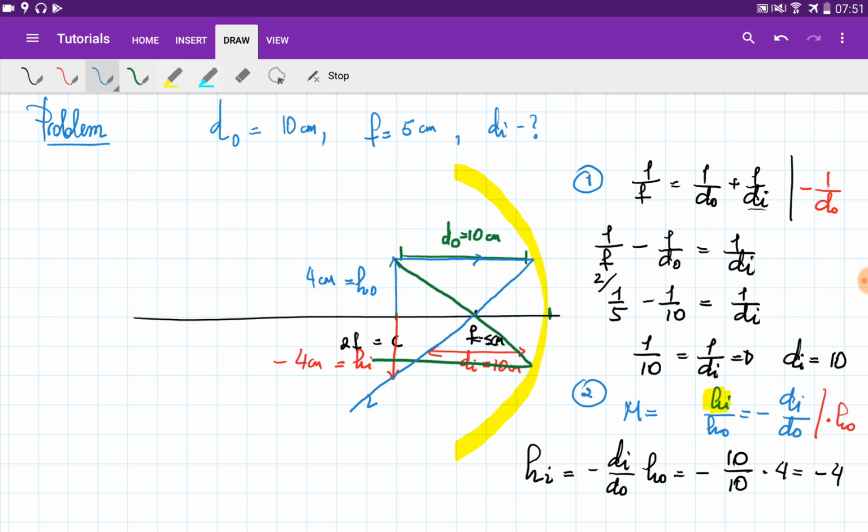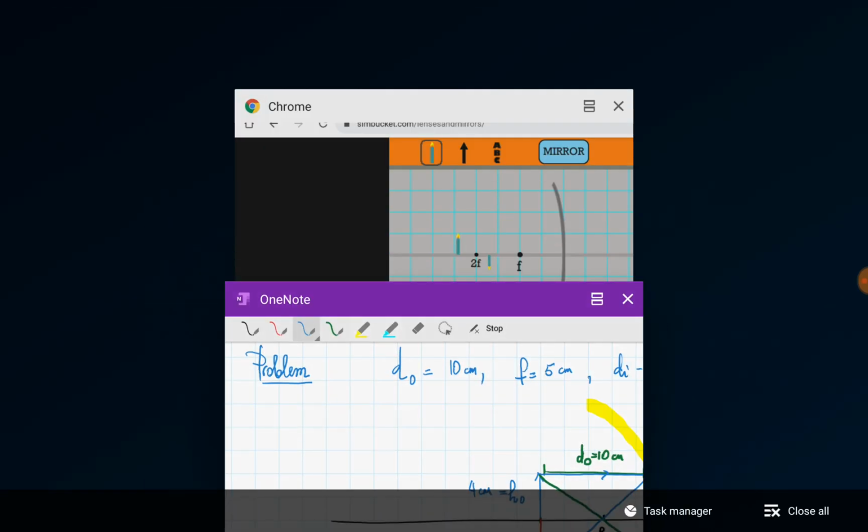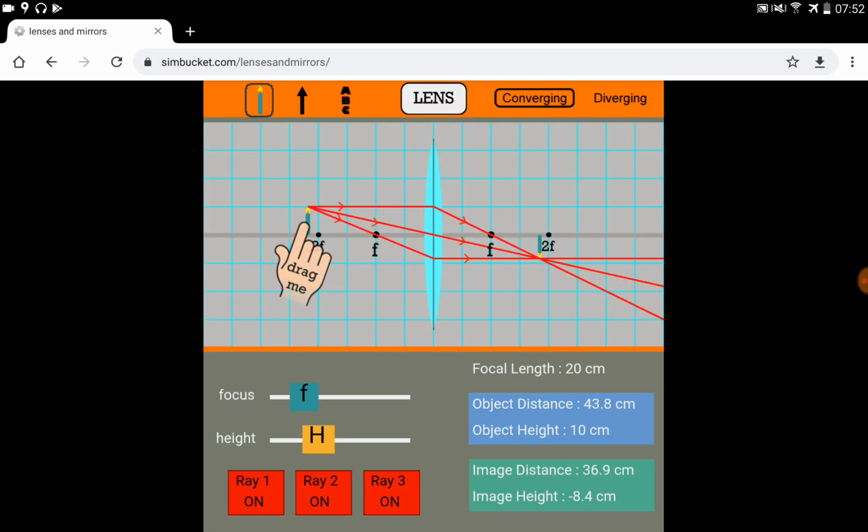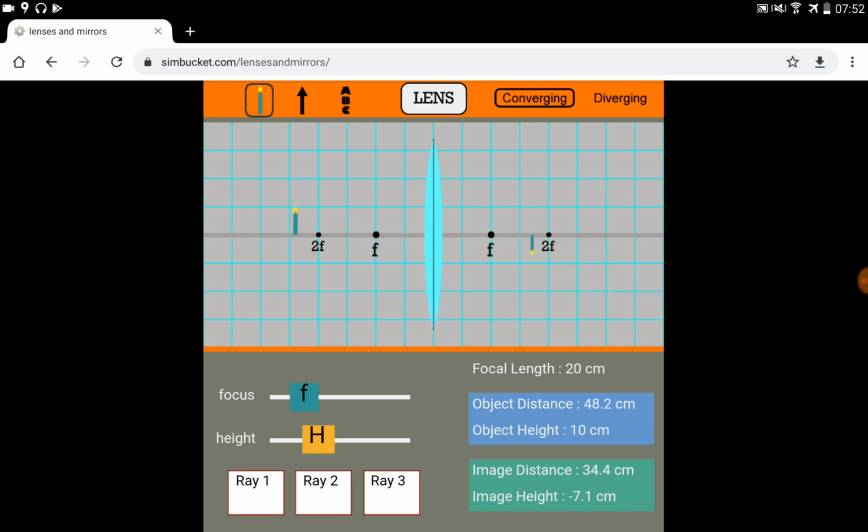Well, so whenever we sketch this properly, it should be correct. So we can check this by doing the simulations using the simulation here. So I've gotten focus. So for focus 1, it should be. So let me update this. So we need to change this as a mirror.